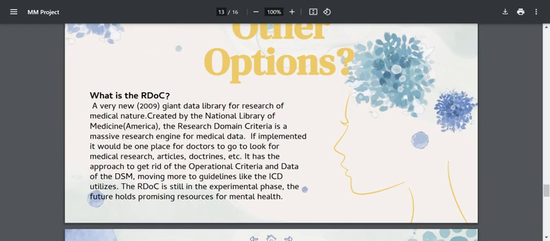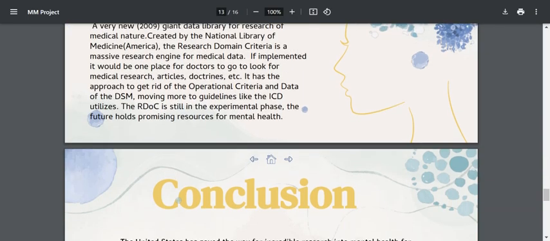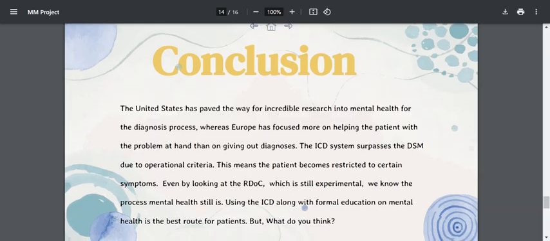The other options include the RDoC, which is very new, from 2009, a giant data library of research of medical nature. Created by the National Library of Medicine in America, the Research Domain Criteria is a massive research engine for medical data. If implemented, it would be the one place for doctors to go to look for medical research, articles, doctrines, etc. It is the approach to get rid of operational criteria and data of the DSM, moving more to guidelines like the ICD utilizes. However, the RDoC is still in the experimental phase, and the future holds promising resources for mental health.